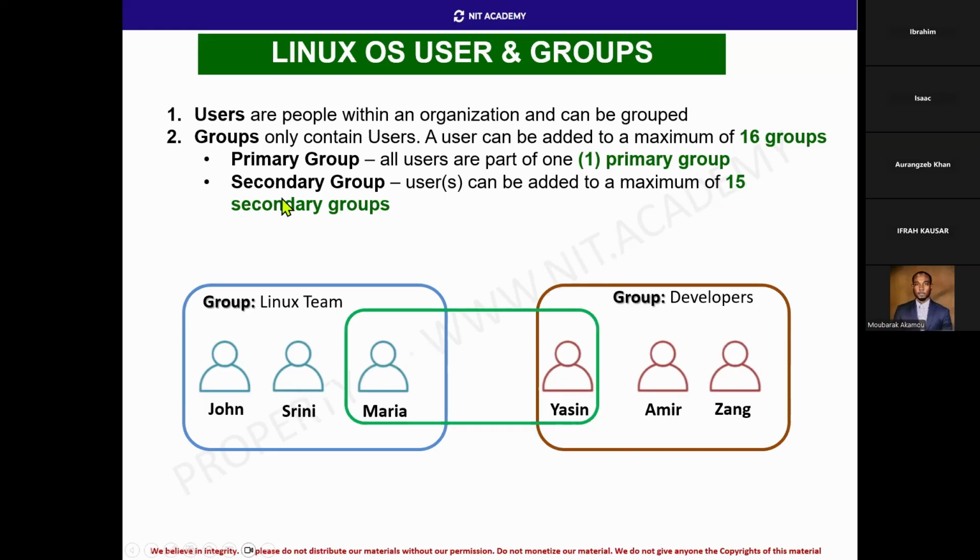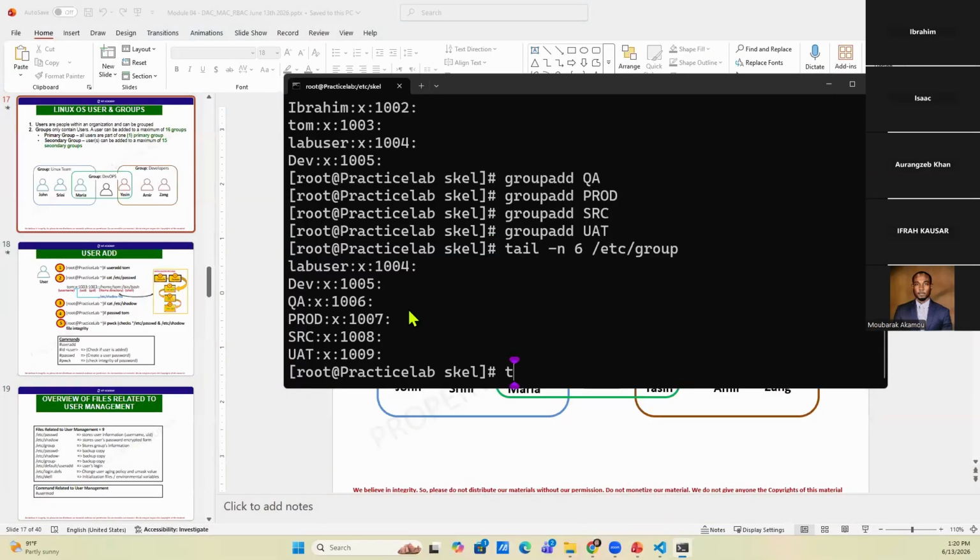And secondary group, you can have up to 15 secondary groups. This individual, Tayo, who's in the middle, or Akim, or Ifra, or Mubarak, or Aurangzeb, Isaac, Ibrahim, any of you can belong to the Linux team. So you could be part of the dev team, the QA team, the prod team, the SRC team. Let's say that currently you're part of the QA team.